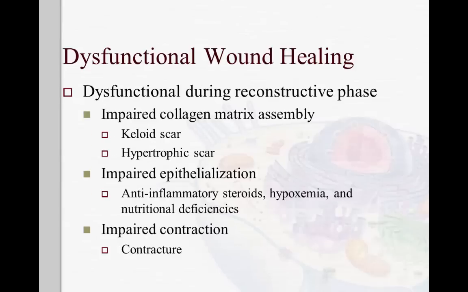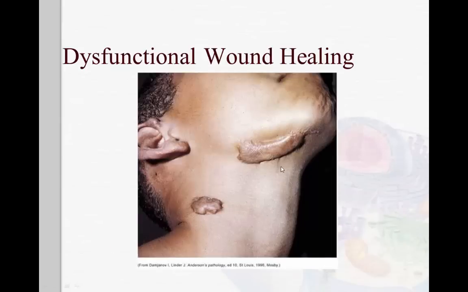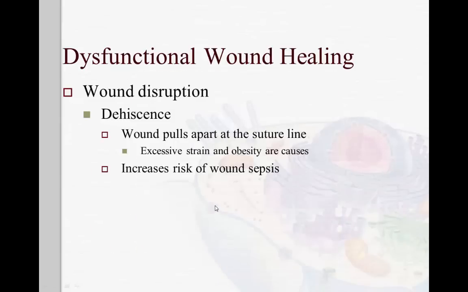Now, when there is impaired collagen matrix, we could have the presence of a keloid scar or a hypertrophic scar. A keloid is basically a raised scar that extends beyond the original boundaries. And a hypertrophic scar is also raised, but remains within the original boundaries of the wound. Now, we talked about this already. Now, this is a picture of a dysfunctional wound healing, which is a keloid.